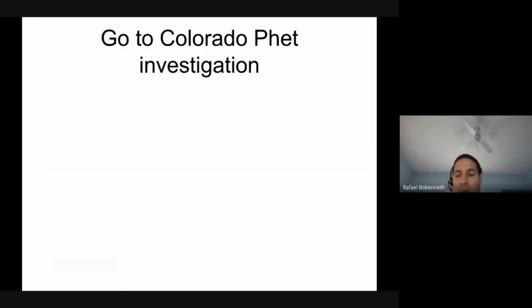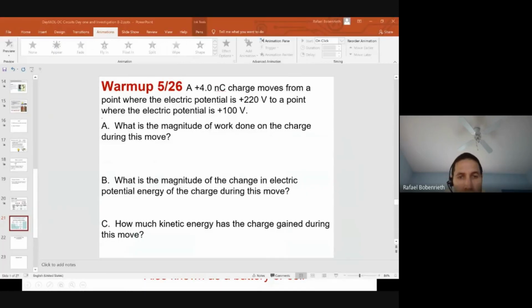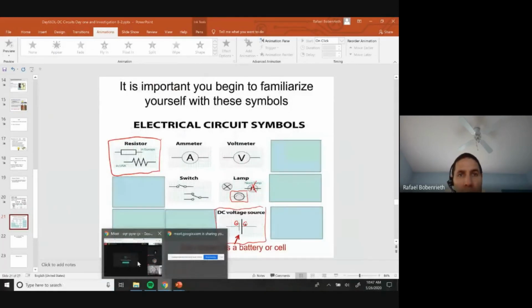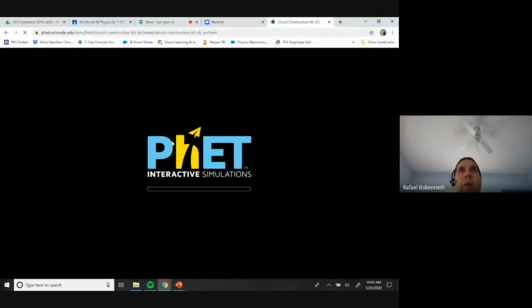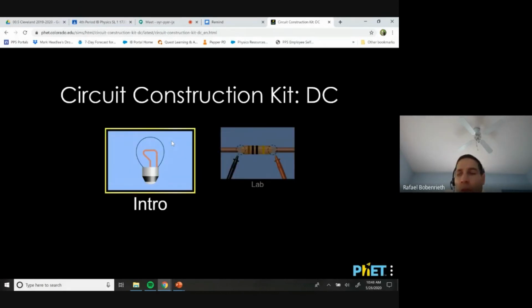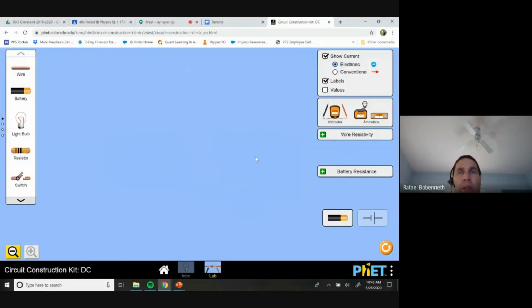Okay, so at this point, I'm going to go to the Colorado PhET investigation because I want to show you a couple things before I set you loose on it. I will keep the annotations, and we will go over here. When you go to Colorado PhET, which you'll do here in a moment, you're going to get to this screen right here. It says intro, it says lab. I want you to pick lab. So you're going to go into lab. There are some initial things I want you to do.